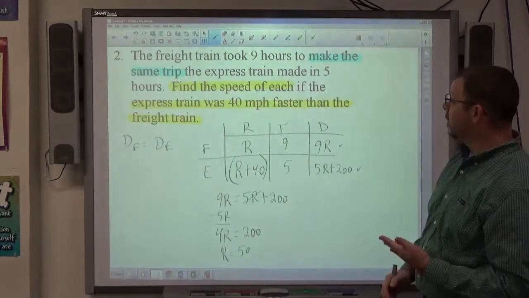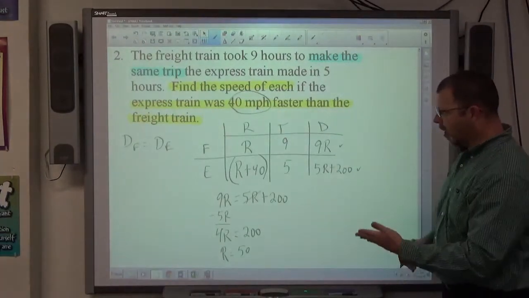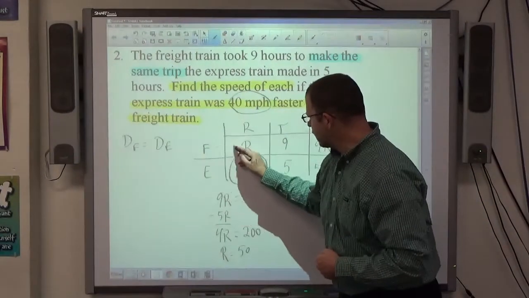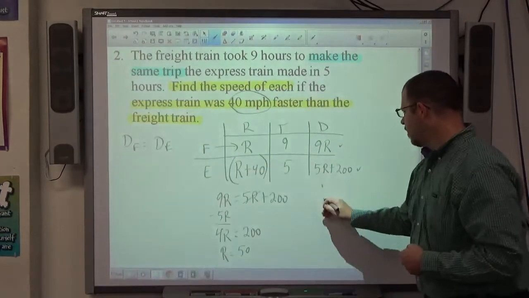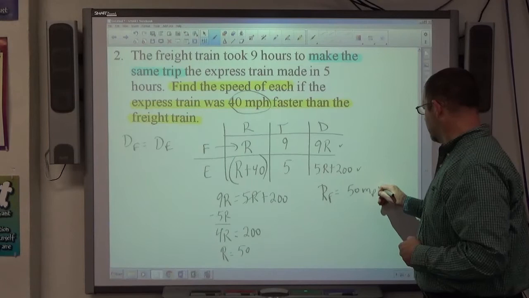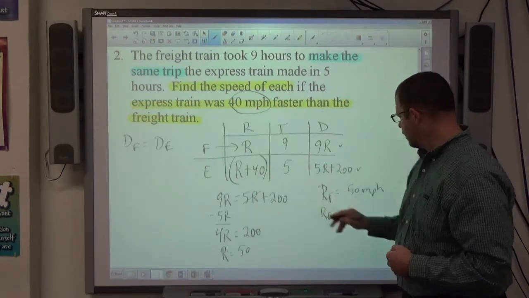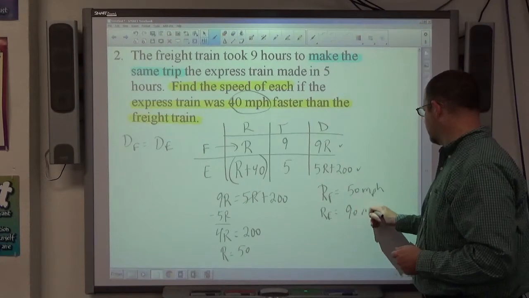The unit of speed is going to be miles per hour, because that's what the unit they use there. And R is, again, if we look up here, the freight train's rate. So the rate of the freight train is 50 miles per hour. So the rate of the express train is going to be 40 more than that, so 50 plus 40 is 90 miles per hour.